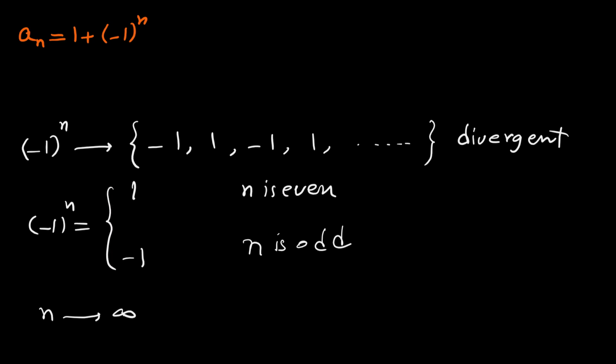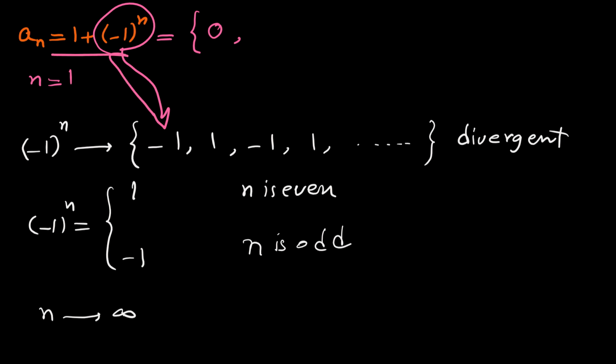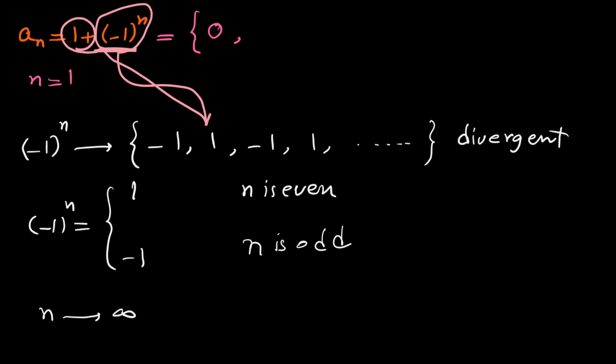Now let's see what we have about this given sequence here: 1 plus negative 1 to the n. The terms of this sequence are 0. Why is the first term 0? Because if we plug in 1 here, the value of negative 1 to the n is negative 1. Negative 1 plus 1 is 0. So the first term of this sequence is 0. If we plug in 2 for n, the value of this is 1. 1 plus 1 is 2. So the next term of this sequence is 2. Again, we have 0, 2, 0, 2, and so on.